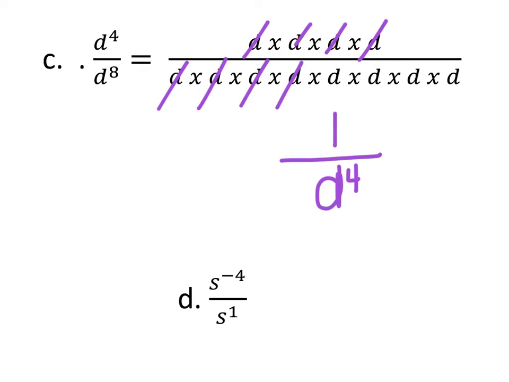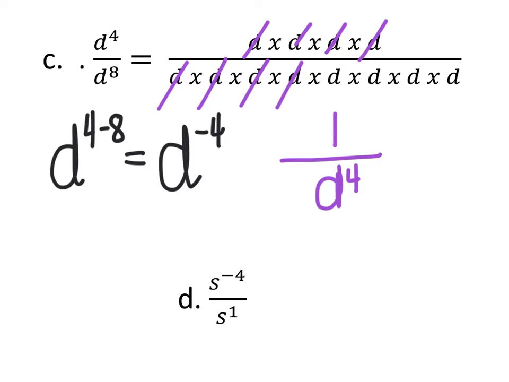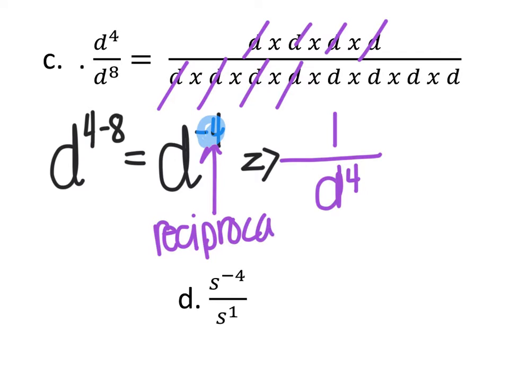We could have also looked at it as d to the 4 minus 8. And we know that 4 minus 8 gives me d to the negative 4th. And we know that we can have this negative exponent, because negative exponents give us what? Yep, they give us reciprocals. So either way, we still end up with the same answer of 1 over d to the 4th.